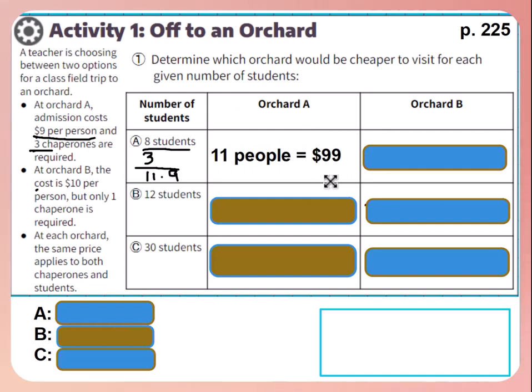That would be $99. But for orchard B, it's going to be 8 plus 1 for a total of 9.